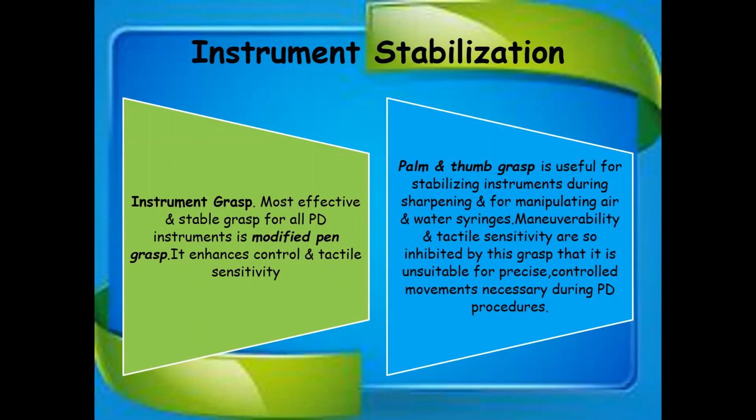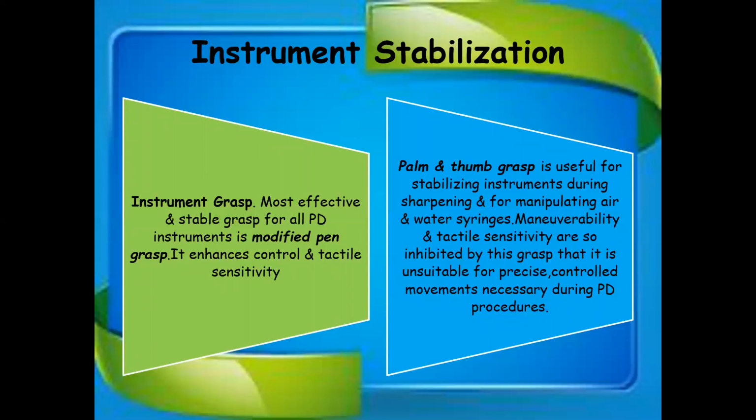Next one is instrument stabilization. To stabilize the instrument, we have instrument grasp and finger rests. The most effective and stable grasp for periodontal instrumentation is the modified pen grasp. Why is it most important? Because it enhances the tactile sensitivity by using the pad of the middle finger.